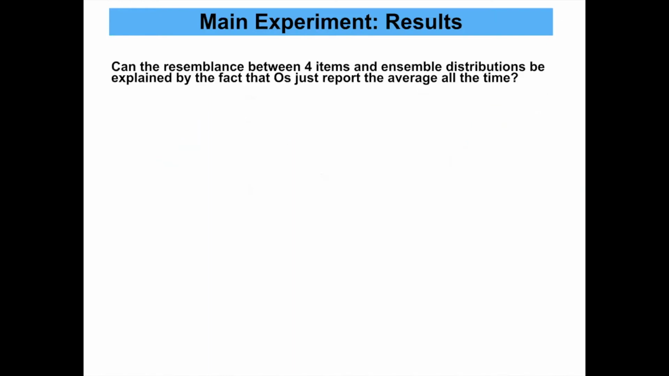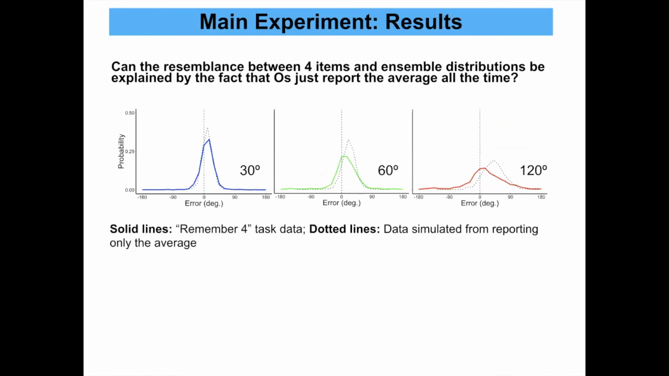But if there is such a resemblance, is it possible that observers just give up and report the average instead of more demanding 4 items? To answer this question, we simulated what remember 4 distributions would look like if observers just averaged. The simulations are informed by the distributions observed in the averaging task.